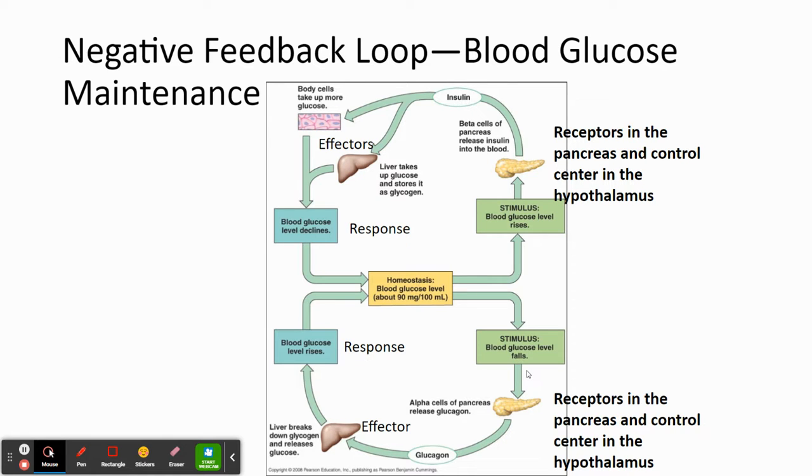Your pancreas cells and cells in the hypothalamus are going to detect that. They're going to send a signal to the alpha cells of the pancreas to release a different hormone, glucagon. Glucagon travels via the blood to the liver, and in the liver, the glucagon is going to activate enzymes that convert glycogen, a polysaccharide, into glucose, a monosaccharide, and then that gets moved into the blood, causing blood glucose levels to rise.